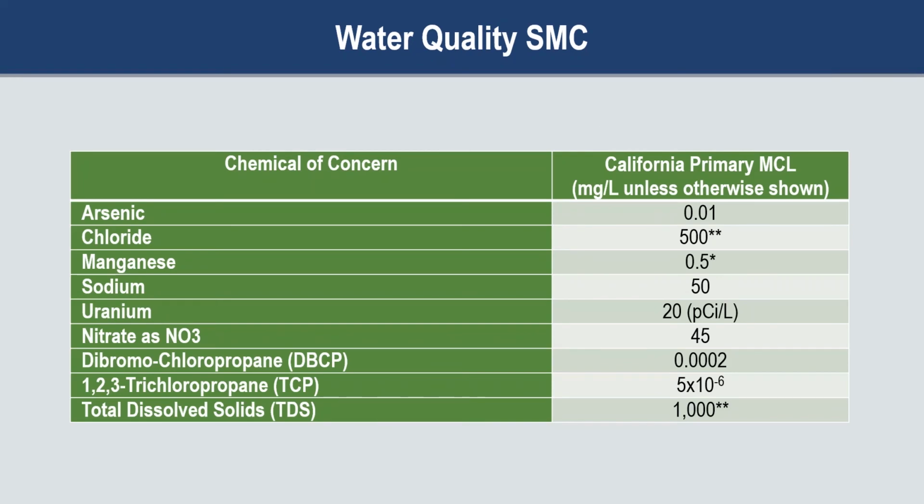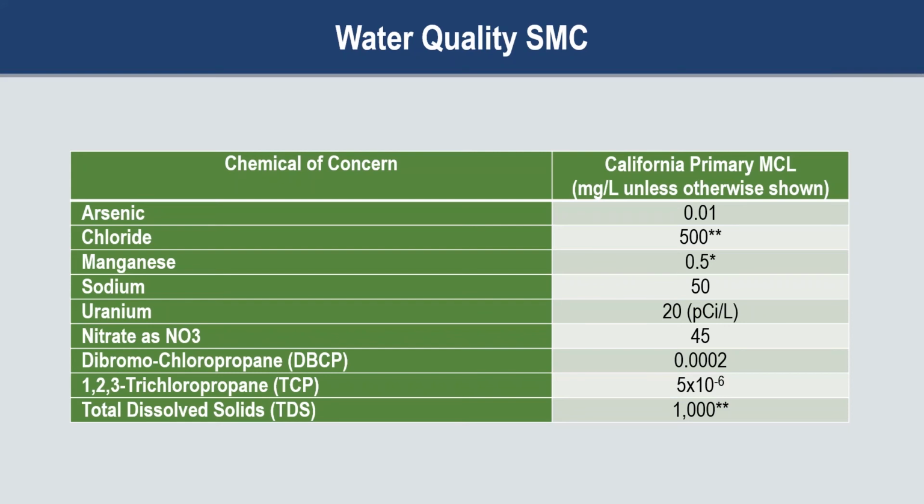This slide shows the criteria we have set for the McMullen area. The measurable objective and the minimum threshold are the same level, which is the California maximum contaminant level that we talked about on the previous slide. The chemicals of concern on the left-hand side are the chemicals we will be monitoring within MAGSA, which include arsenic, chloride, manganese, sodium, uranium, nitrate, DBCP or dibromochloropropane, 1,2,3-trichloropropane or TCP, and total dissolved solids.